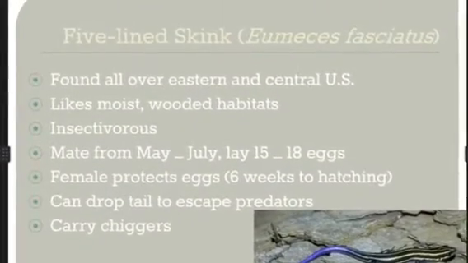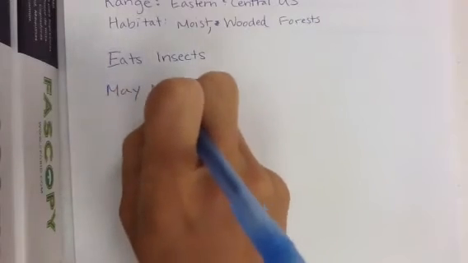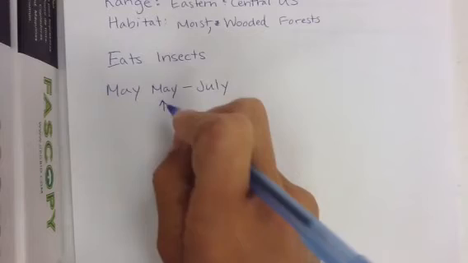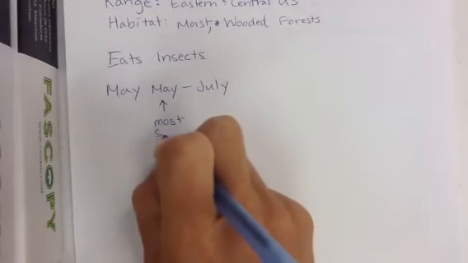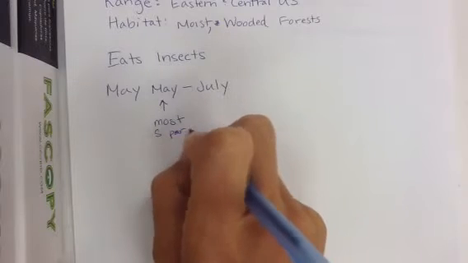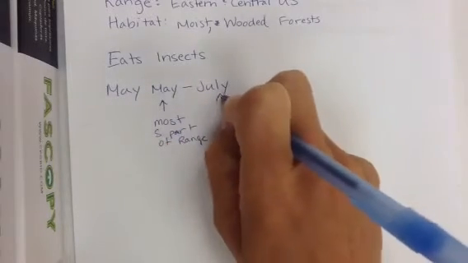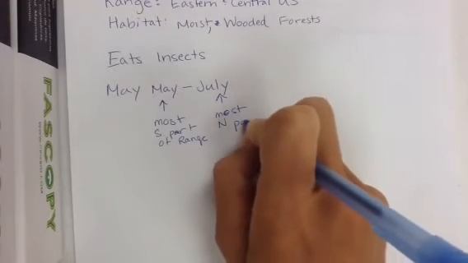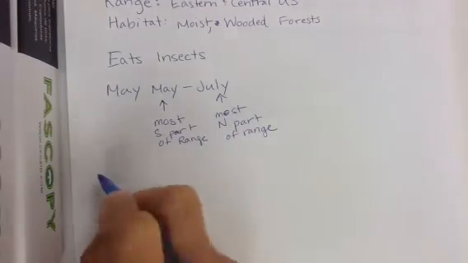The next bullet says they mate from May to July, and they lay 15 to 18 eggs. During the mating season from May to July, that's going to be dependent on their range. The more southern part of their range, they're going to mate earlier. The more northern part, they're going to mate later, and anywhere from 15 to 18 eggs. And the female will protect the eggs, and it takes about 6 weeks until they hatch.